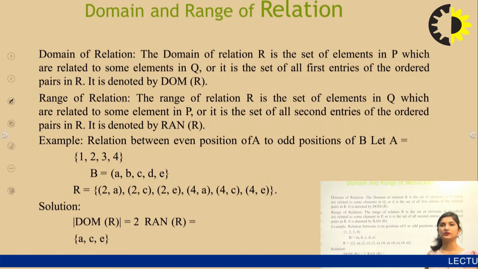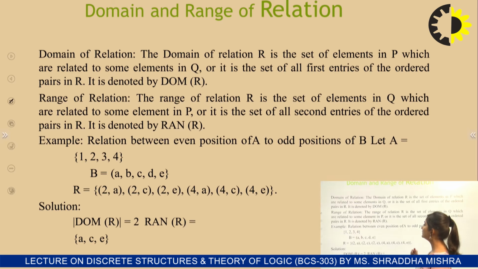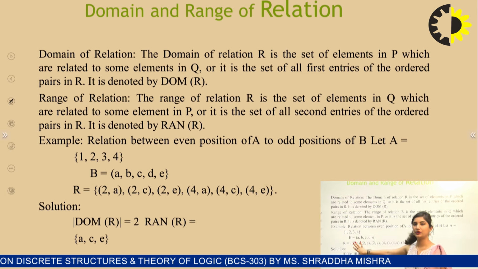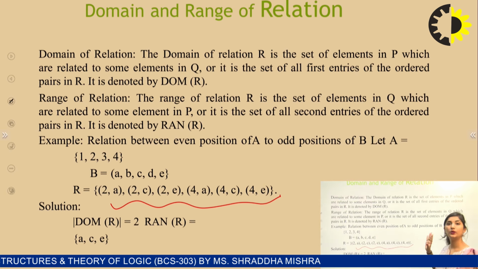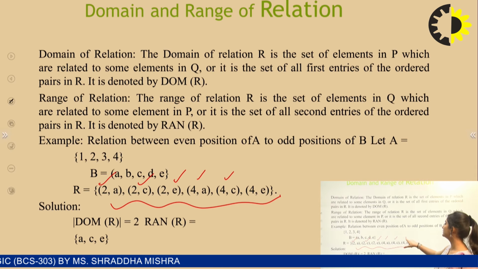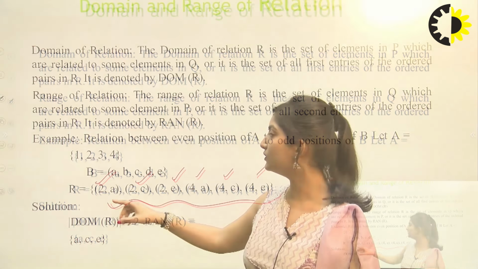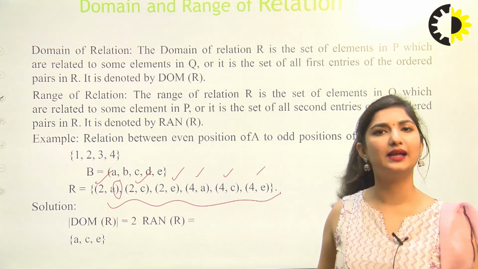These are relations. Then there are 2 parts, domain and range. The domain of relation R is a set of elements in P which are related to some elements in Q. In simple words, if you have this expression as the relation, the domain are the first elements of each of these pairs. That's the domain. And the range are going to be the second elements, in layman language.